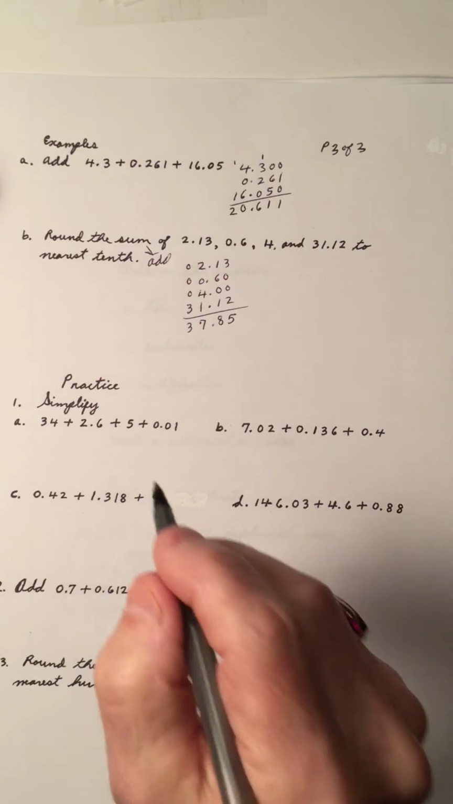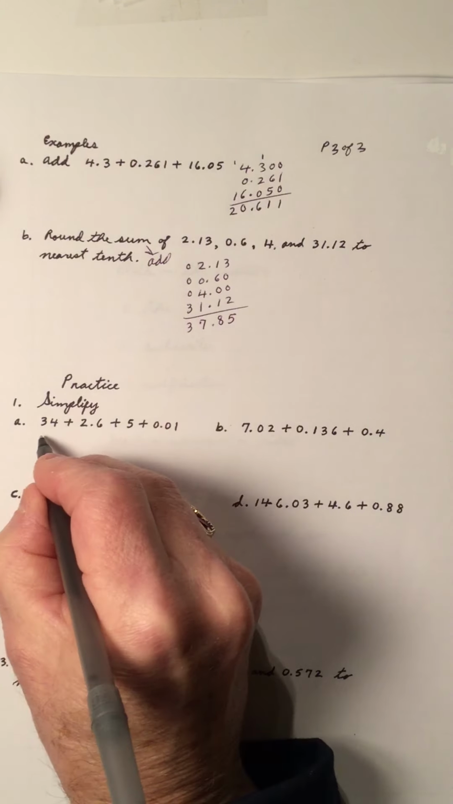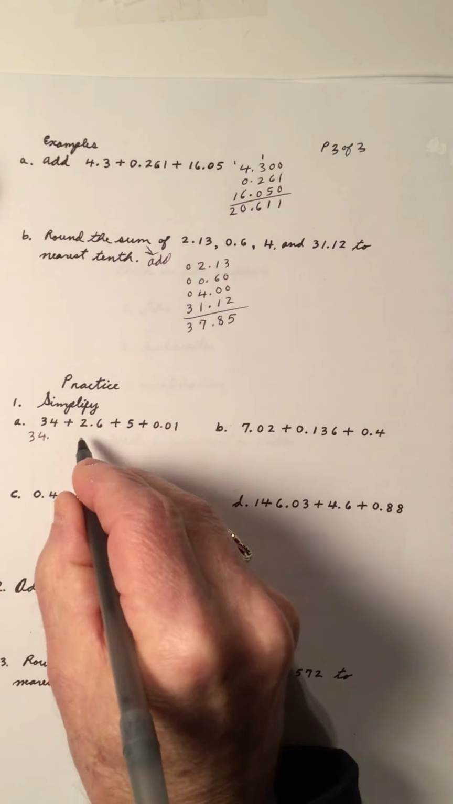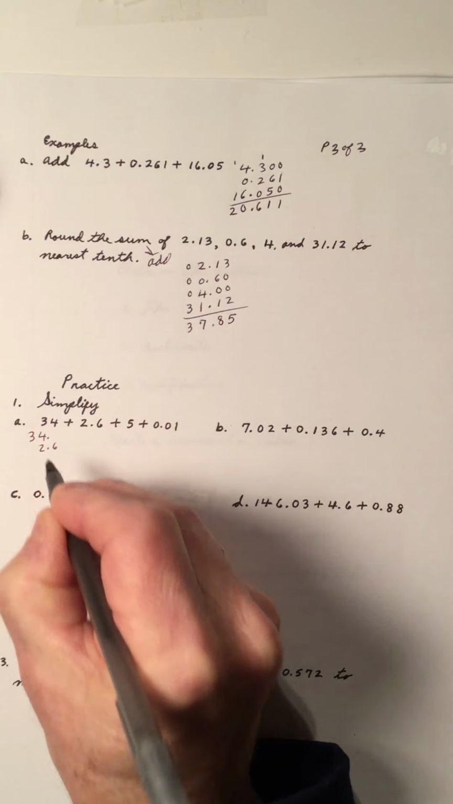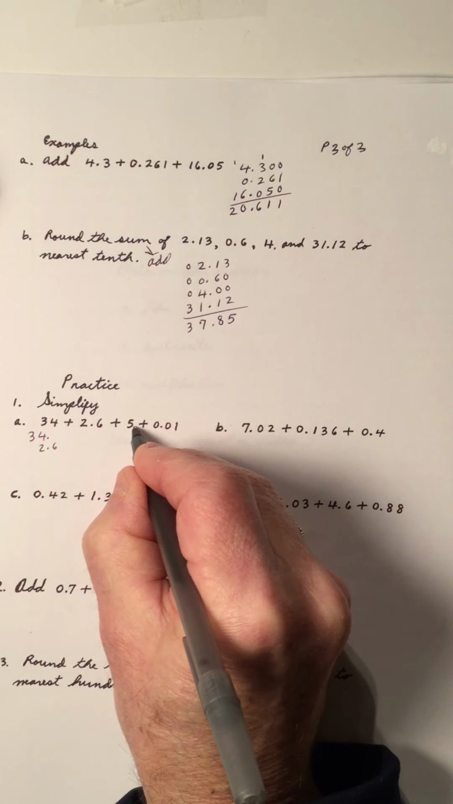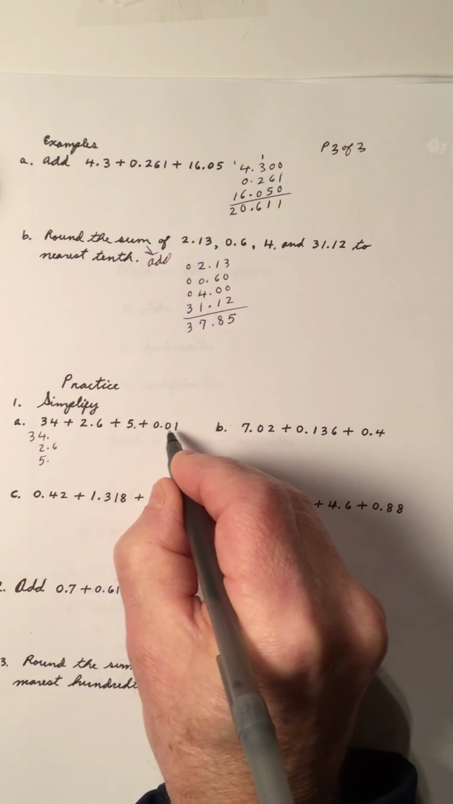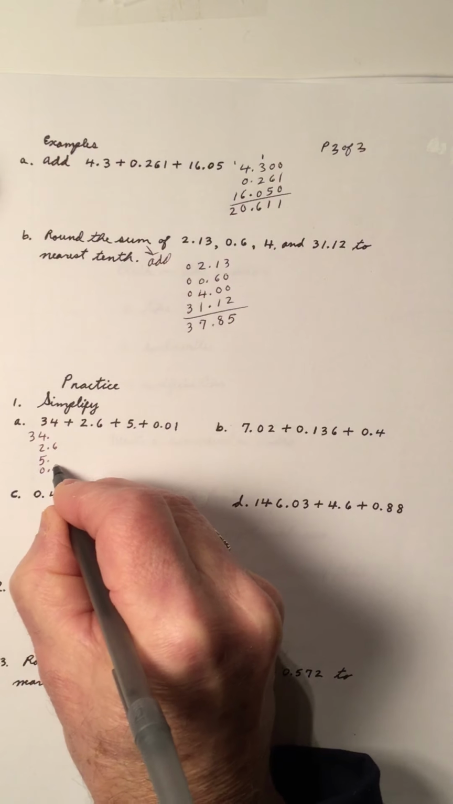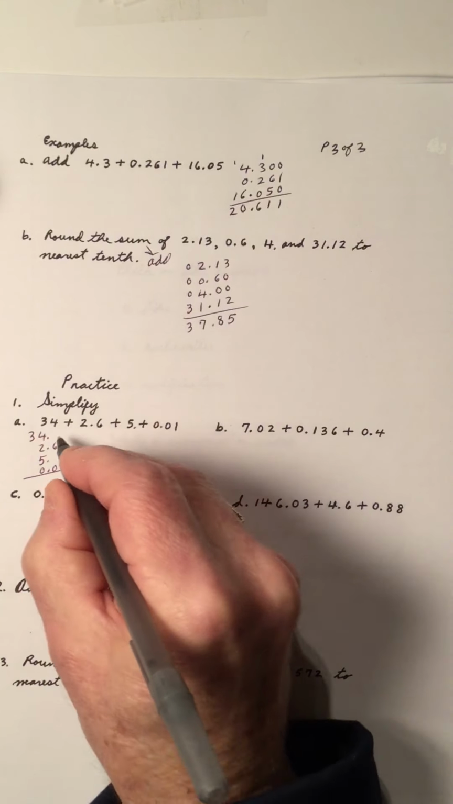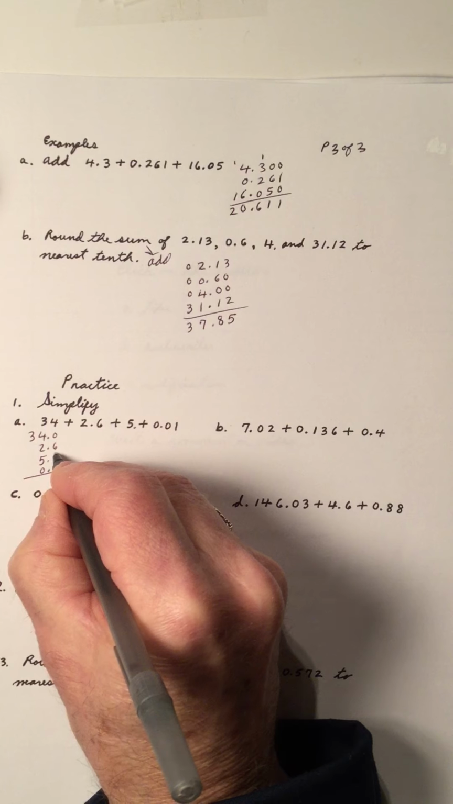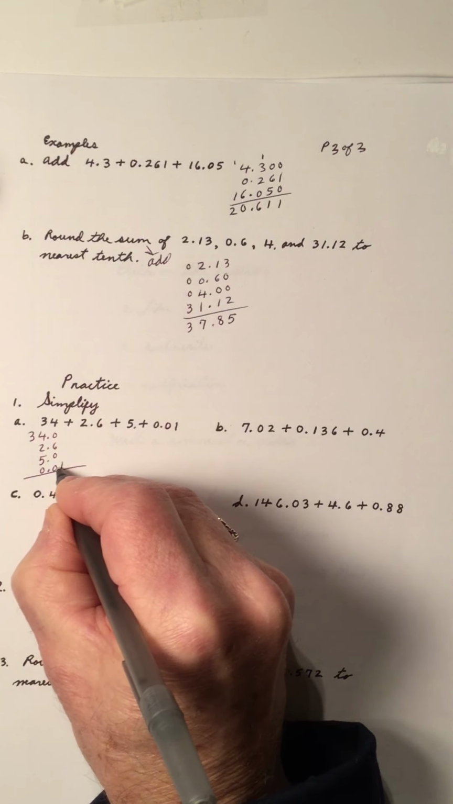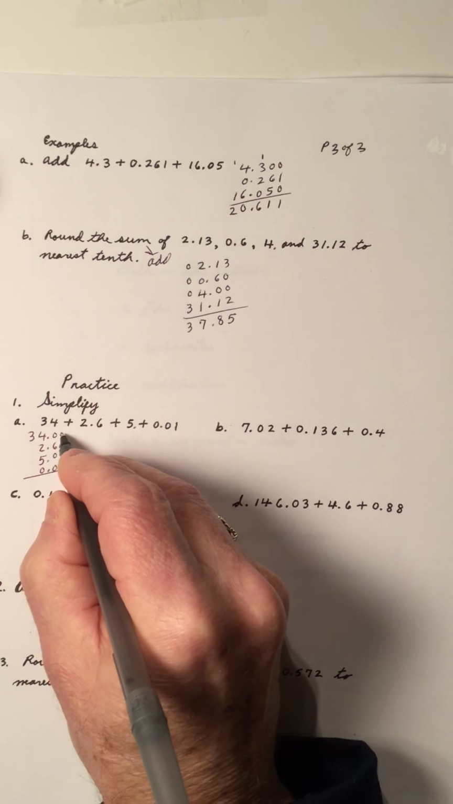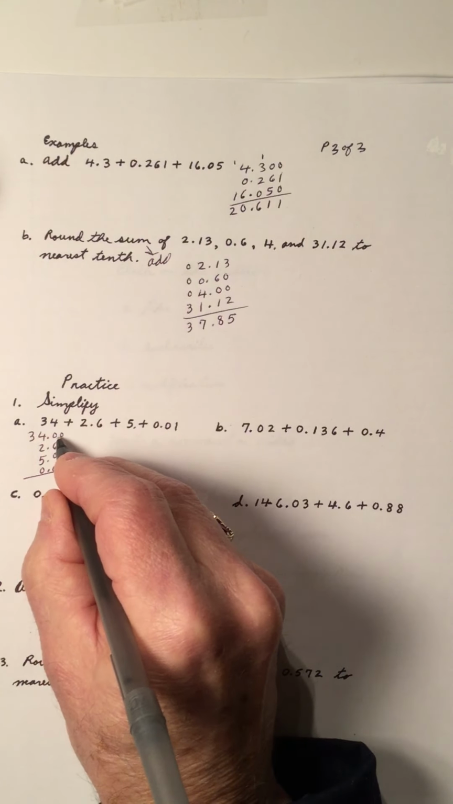So I want to add these. So I'm going to take the 34, which is a decimal. 2.6 is right there. 5 is a decimal on the end, so it's a 5 decimal. And 0.01, and we're going to add these up. Again, I have a 0 here and a 0 here, but I got 2 place values here, so I can put a few zeros, but I don't have to. If you know what you're doing, you don't have to. Just make sure you keep them in order.